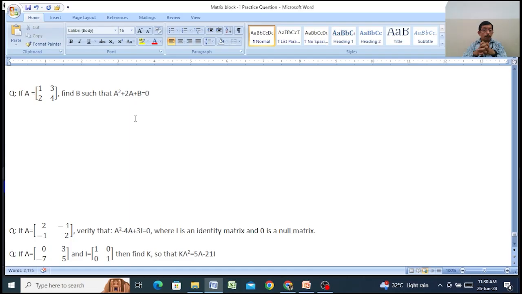Now find the value of B. In this type of question, the matrix A is given, and A square is also in this equation. First we find the value of A square. After substituting the value of A square, we get the value of B. First we find the value of A square by the matrix multiplication method. Now we calculate the value of A square.